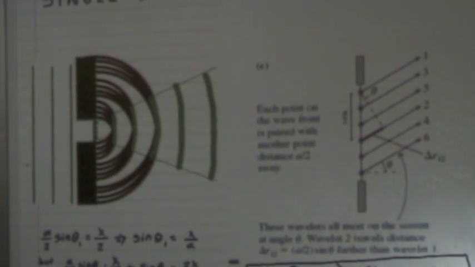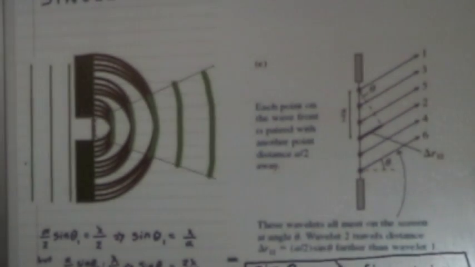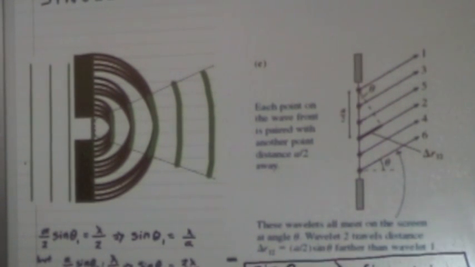It's an equation that looks exactly the same as the equation that you've seen before for the maxima of 2 slits. This is what we derived for the maximum of 2 slits. But the important thing here is that this A does not refer to the distance between the slits, but the width of one slit.